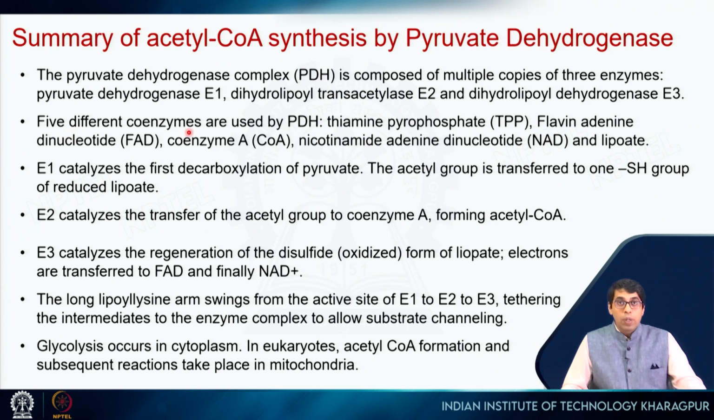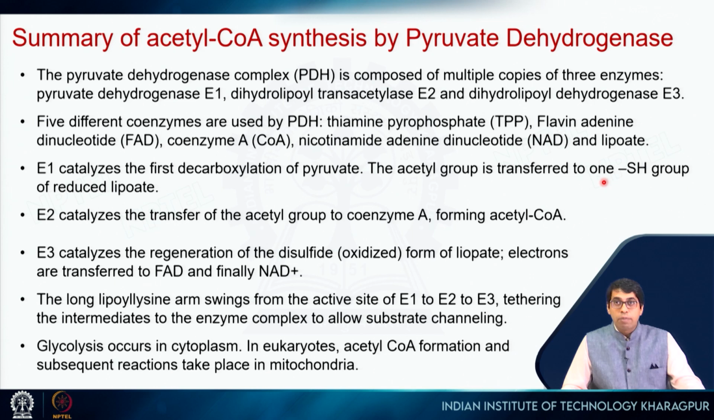There are 5 different coenzymes that are used by PDH: thiamine pyrophosphate, which is TPP, flavin adenine dinucleotide, which is FAD, coenzyme A, nicotinamide adenine dinucleotide or NAD, and lipoate. So, this is a new coenzyme that we have seen here. E1 catalyzes the first decarboxylation of pyruvate. So, this is the first time a carbon dioxide is produced. We will see 2 more carbon dioxide production in the citric acid cycle.